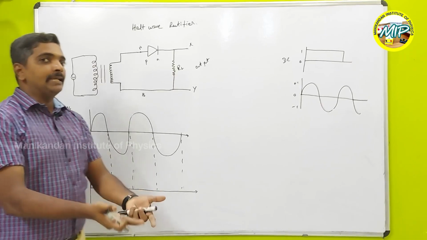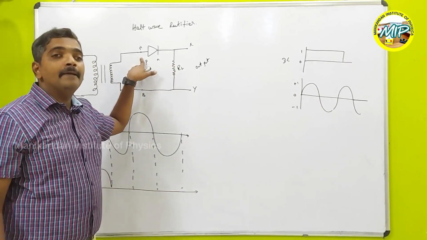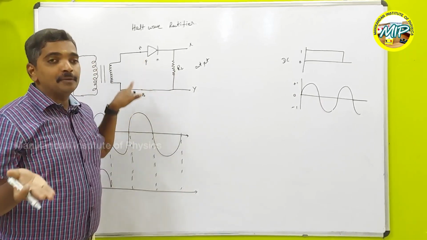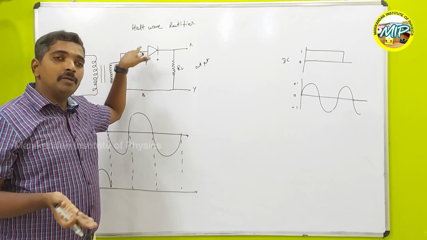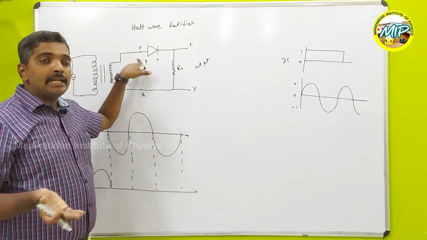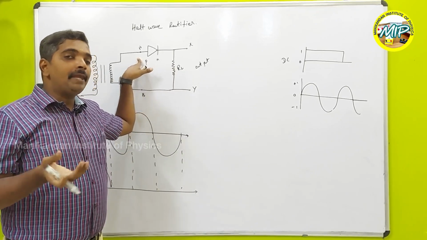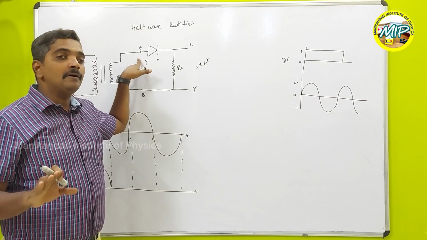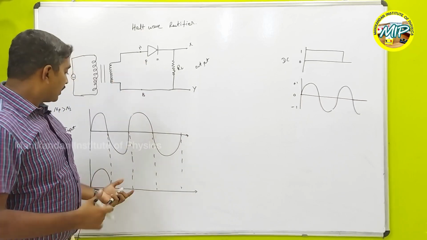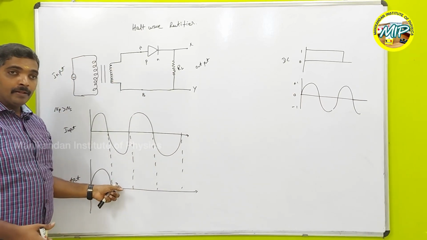The next half cycle, this is negative with respect to B. So this is positive, this is going to be negative. So this is negative, means my PN junction is under reverse bias. When the PN junction is under reverse bias, there is no conduction. So I am not getting any output from here.